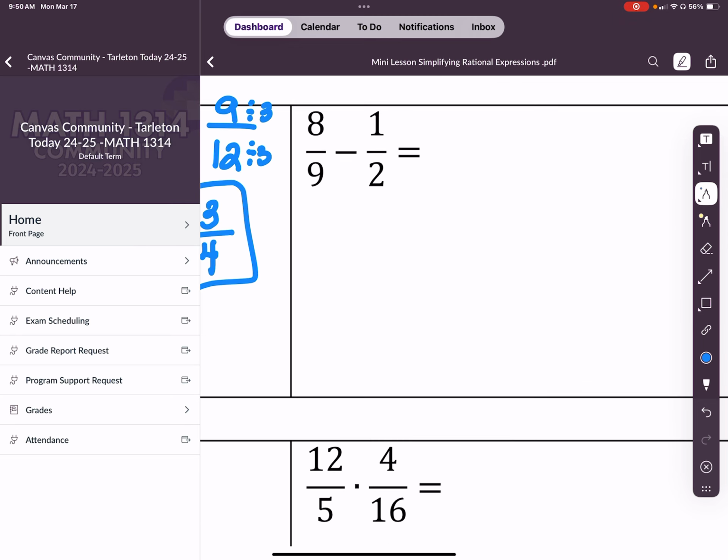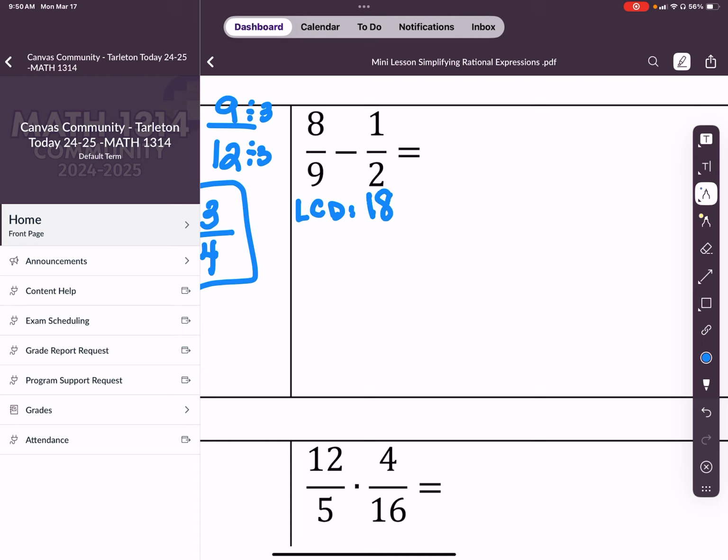Okay, all right, so now on this one, we have 8 over 9 minus 1/2. And 2 can't go into 9, so we can't make that easy. Okay, so we need to find an LCD. So what number can go into 9, or what multiple do 9 and 2 have in common? Well, that number would be 18.